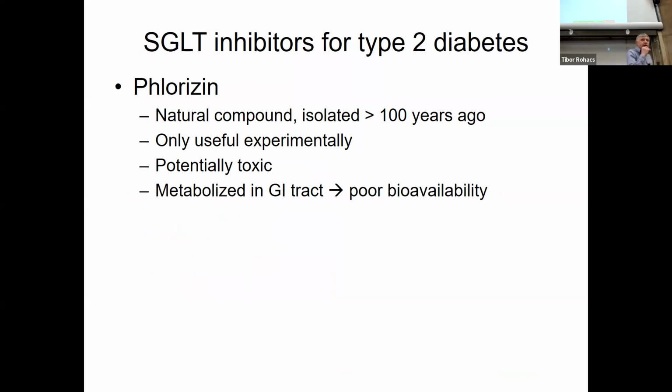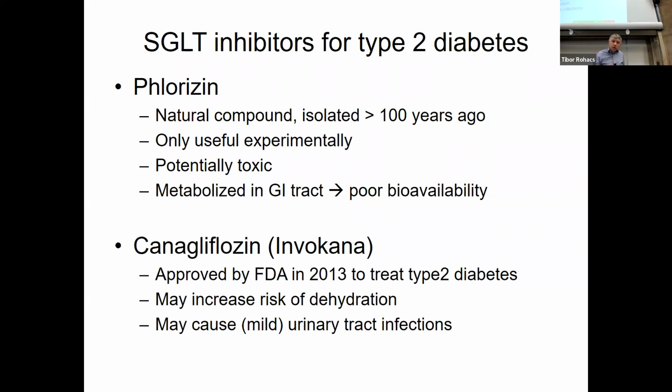So SGLT transporters do have inhibitors. The old inhibitor, which was found more than 100 years ago, was called phlorizin. It was not a good drug because it's toxic, it's metabolized, it just wouldn't work. It was only used in experiments, but not too long ago, pharmaceutical companies developed better inhibitors. One example is canagliflozin or Invokana, which was approved by the FDA in 2013 to treat type 2 diabetes.